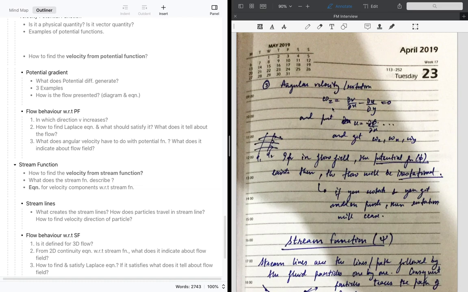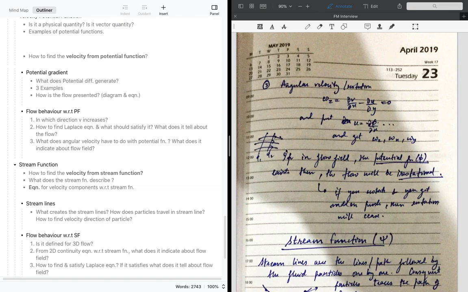Okay, and how do we say that the flow is irrotational with respect to the potential function? For the flow to be irrotational, the angular velocity should be zero. Let's say along the z-axis, the angular velocity should be zero, and the angular velocity on the z-axis is represented like this, which is equal to zero. When you put the representation of the velocity function in this equation, we get the angular velocity. So if in the flow field a potential function exists, then the flow is irrotational.